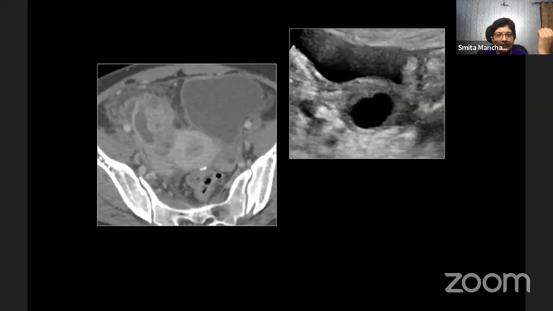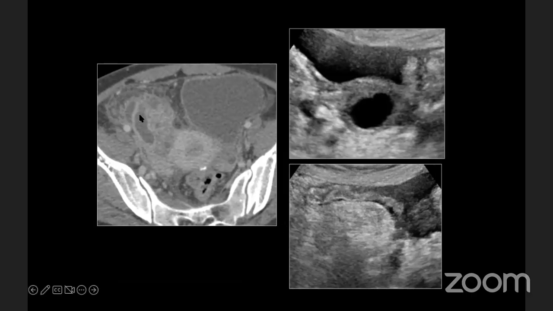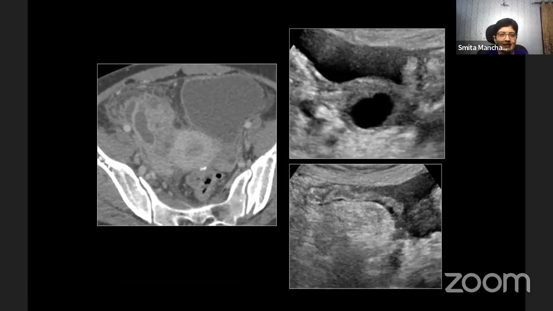Now in this case, try and identify the findings. Anybody? There is a little bit of a lag, Smitha, if we can just give them a few seconds. So there is a right adnexal lesion. This is the uterus. This is the left ovary. And just think of this ultrasound appearance.